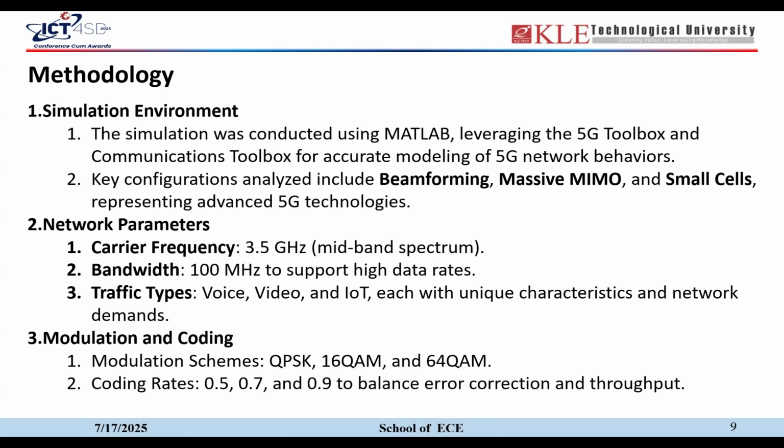Then we have used coding rates of 0.5, 0.7, and 0.9. This determines how much redundancy is added for error correction. A rate of 0.5 means that half of the bits are for error checking. For example, if the coding rate is 0.5, 50% of the data is used for error correction. Likewise, 0.7 and 0.9 are used for balanced error correction.